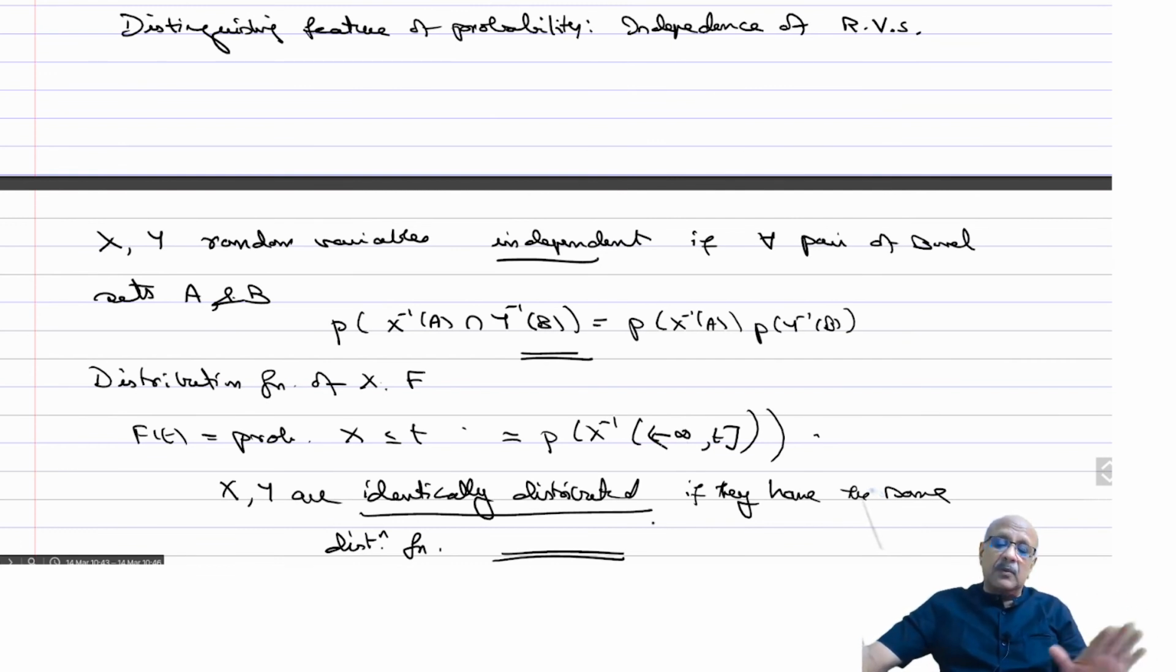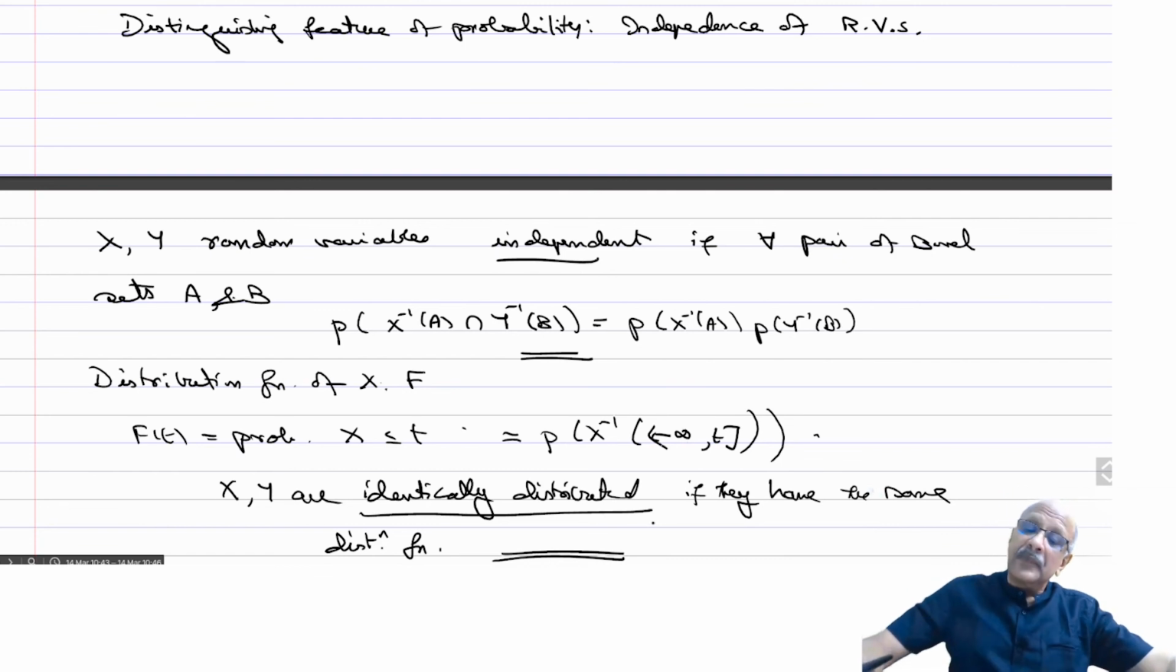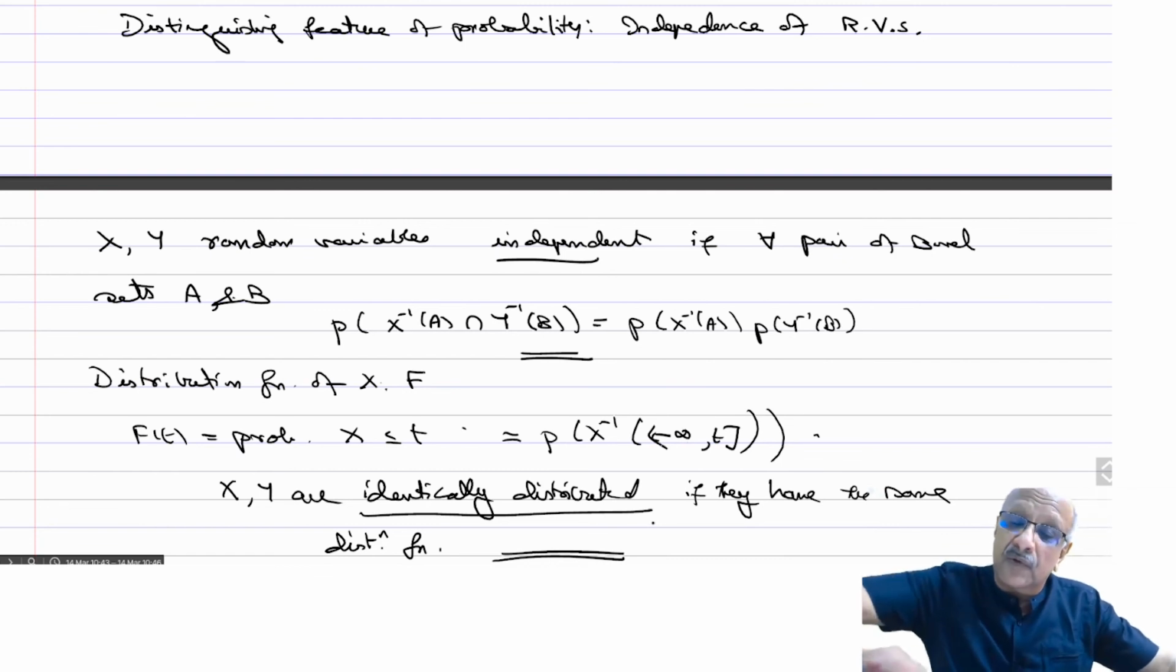So this is some kind of brief dictionary which tells you how to understand the probabilistic language in terms of measure theoretic language. Okay, so with this I will conclude this chapter on integration, and we will do some exercises before we leave it altogether.